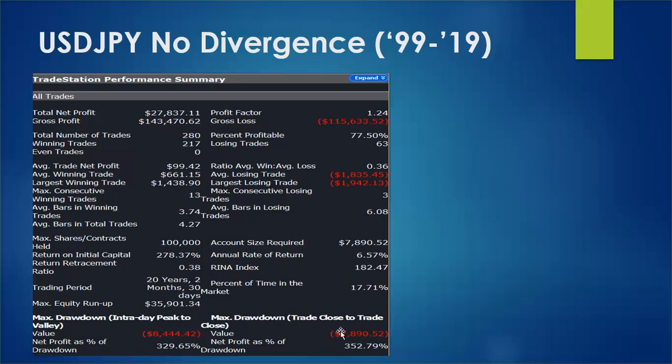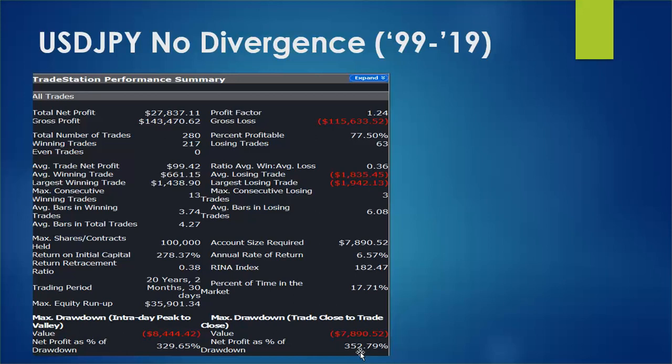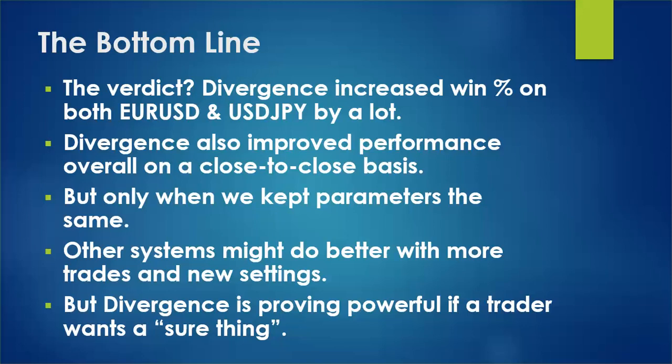If we look at that, the amount of our account actually goes down, divergence does a lot better. Remember, 7-to-1, 3.5-to-1. So over here, very similar when you're talking about max intraday drawdown, but when you talk about close to close, divergence did a lot better. The bottom line is this. Divergence seems, in everything I looked at this week, divergence made it better.